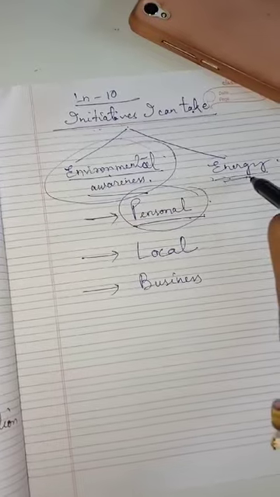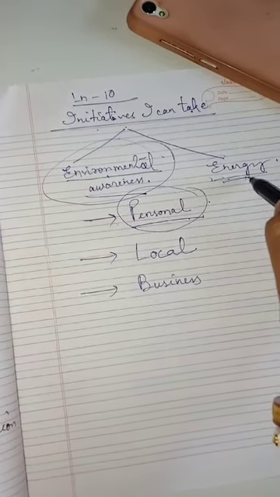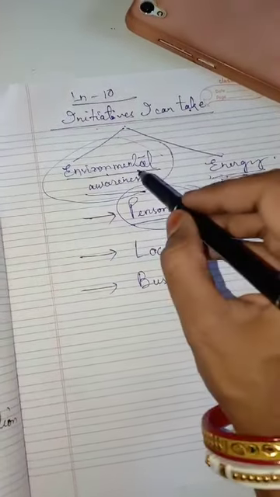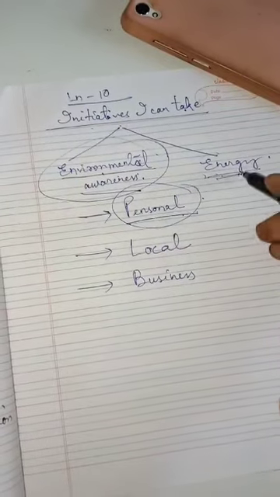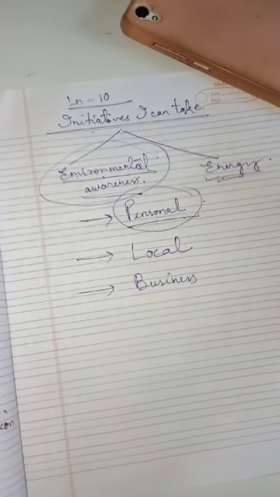When it comes to energy, you will only mention energy like lights and electrical energy. When it comes to environment, you will never write regarding energy. You will write other features with respect to that.